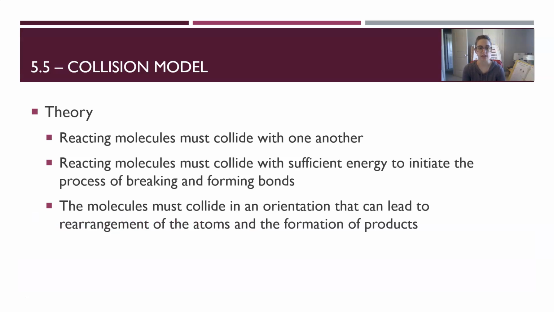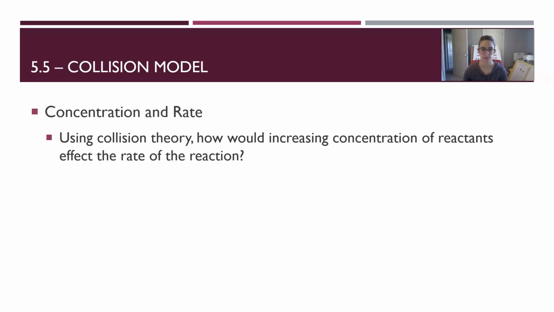The theory behind the collision model includes three parts. First, that reacting molecules must collide with each other. Second, that those molecules have enough energy to break and form bonds. And lastly, that the molecules collide in an orientation that actually allows for the breaking and forming of bonds to occur. So we're going to look at some of the different factors that can affect these three things.